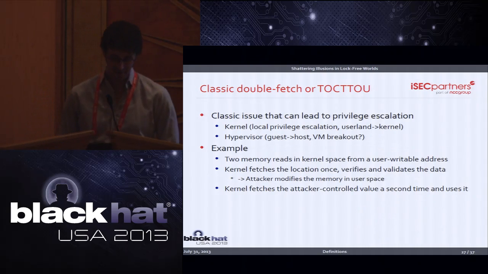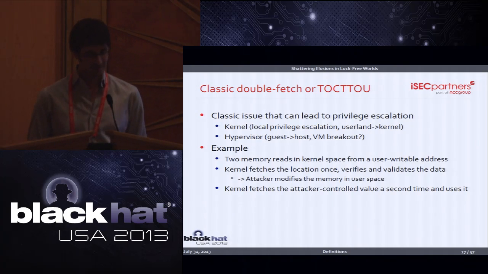The double fetch, or time of check to time of use type of issue, is kind of a classic race condition that can potentially lead to privilege escalation issues in kernel code or in VMs, for instance. It basically happens when there are two memory reads in kernel space from a user writable address. You can see that in ioctl handler code, for instance. The first time the memory is fetched, the kernel code validates the value and then uses it. But when it is used, it's fetched a second time from user space memory, which can be controlled by a low privileged user at that point, and can then effectively lead to memory corruptions or other various issues.